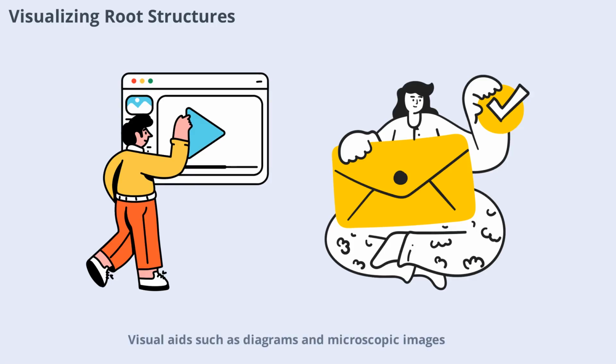Visual aids, such as diagrams and microscopic images, are invaluable for understanding root structures. These visuals help us see the arrangement of cells, tissues, and specialized regions like the root cap and quiescent center. By studying these images, we can better grasp the organization and function of the root apex.